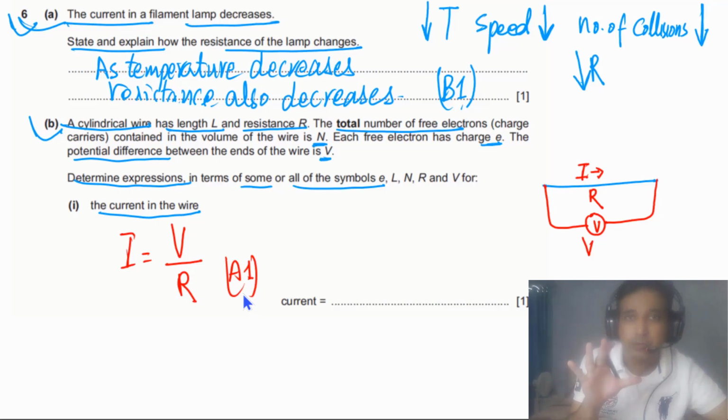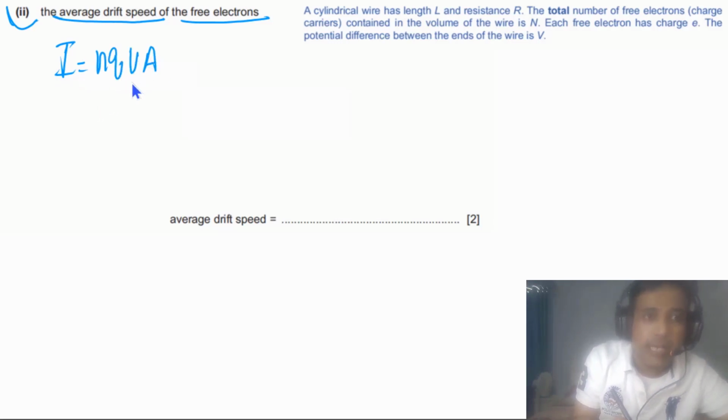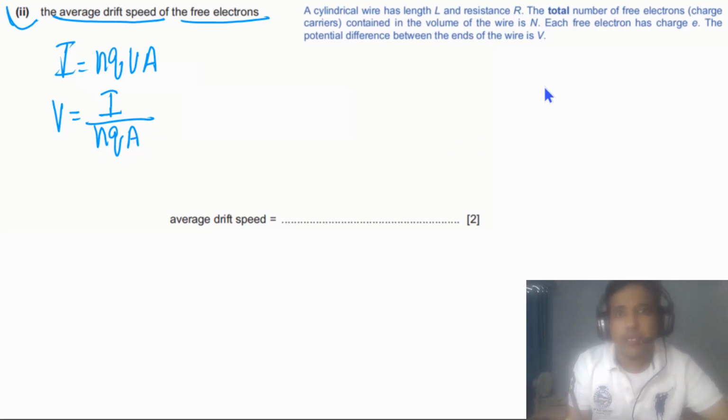Pretty straightforward question. For the second part, we need to determine the average drift speed of the free electron. So simply we need to use the transport equation. I is equal to NQVA. We need to determine the average drift speed, so we can make V the subject. So this is equal to I divided by NQA. But if you look at the given information, it is given to us that we have the volume of the wire, and we have the total number of free electrons in the wire, and each electron has charge e, and we have the total resistance of the wire.